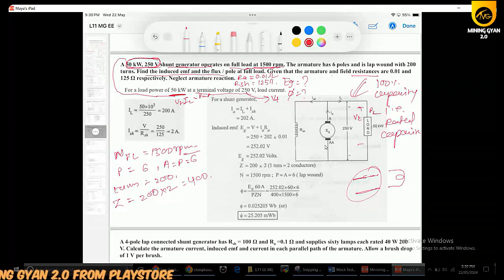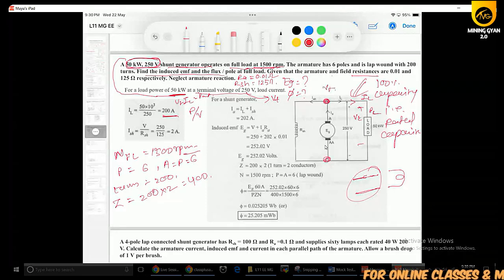So you can calculate the current that is flowing through this. IL equals what? P divided by V, and that is 200 amperes. The voltage across these two terminals will be Vt only. Then you can calculate ISH by applying Ohm's law.